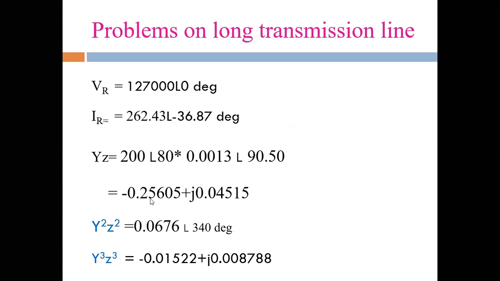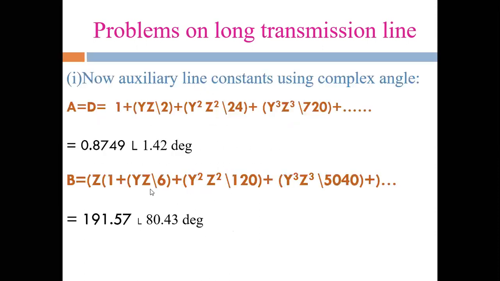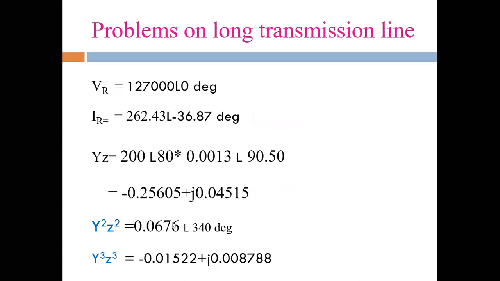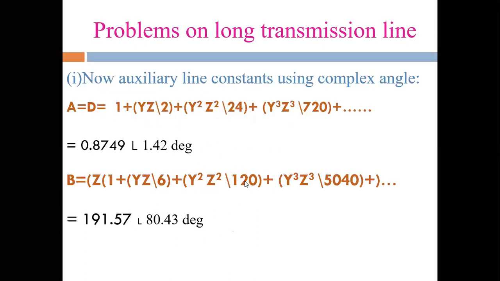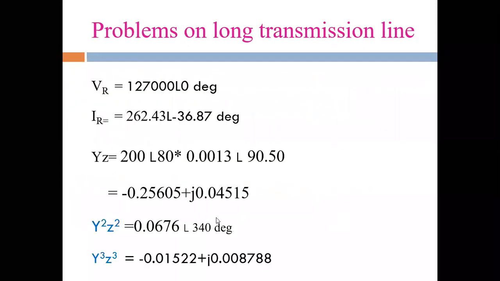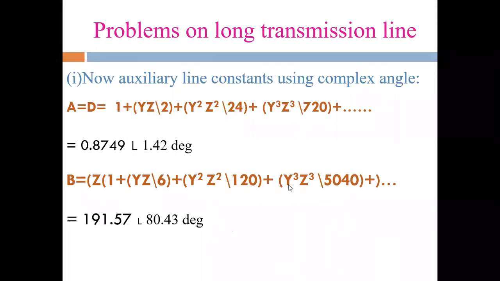YZ means minus 0.25605 plus j0.04515, by 6, plus Y square Z square means 0.0676 at an angle of 340 degrees. That is the value for Y square Z square by 120, plus Y cube Z cube, which is equal to minus 0.01522 plus j0.008788. Substitute all these values in that formula and then simplify that equation.